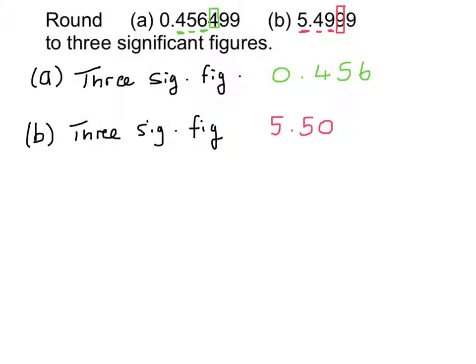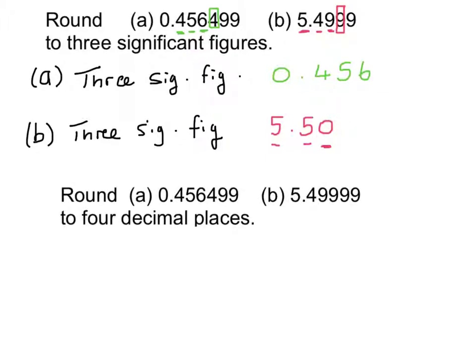Make sure that you have added that 0 there. It doesn't change the magnitude of the number, but it does change the accuracy of the number if you don't add it. This number here is accurate to 3 significant figures: 1, 2, 3. What I'd like you to do now is pause the video and try this question. Round these two numbers to 4 decimal places. Then when you're finished, turn the video back on and I'll go through the answer with you.